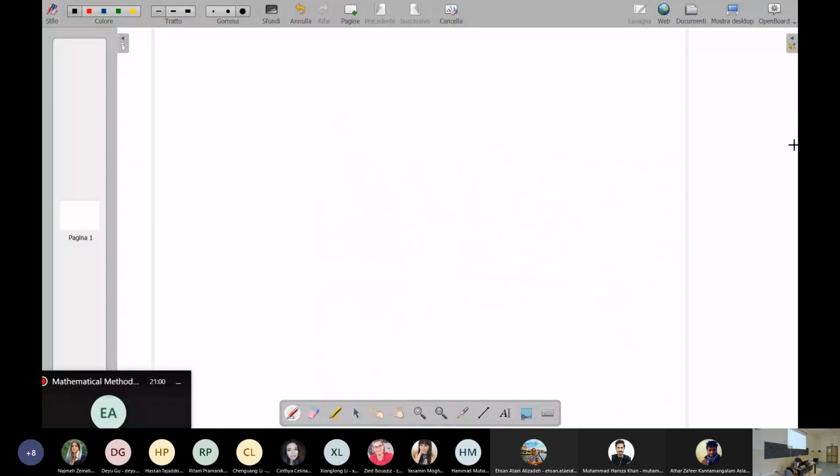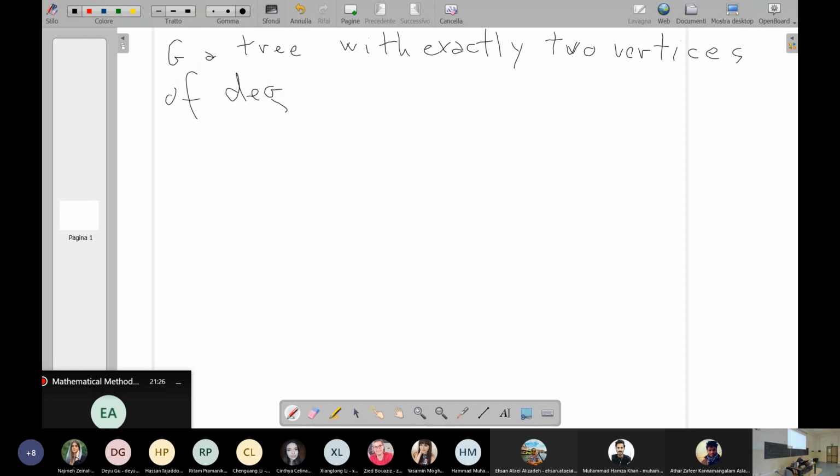A way to prove this is, let's start with what we have. G, a tree, with exactly two vertices of degree 1. Okay, and so I want to show it is a path. Let me try, sorry, with this other part. Okay, so what do we have?